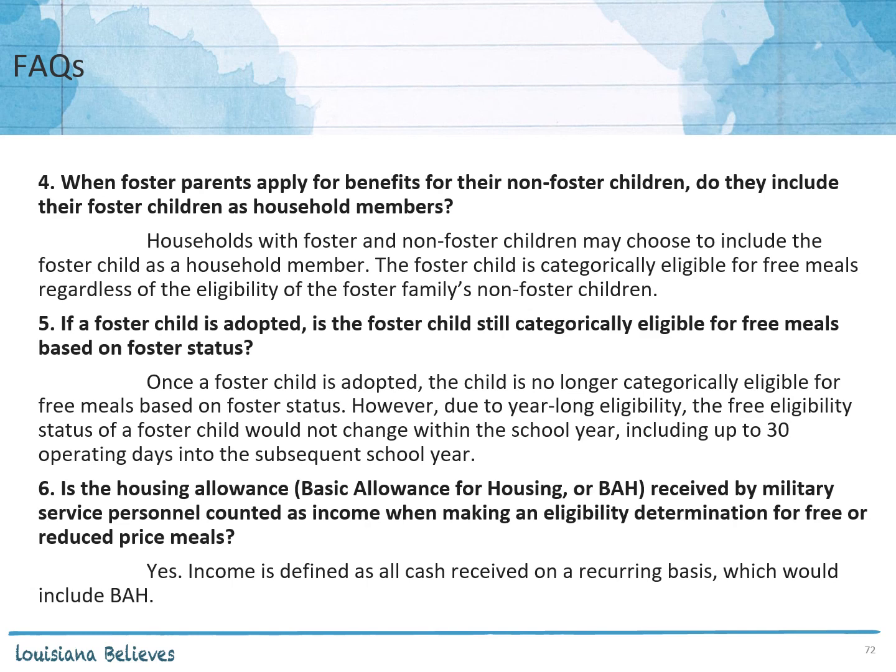Number 6, is the housing allowance, Basic Allowance for Housing, or BAH, received by military service personnel counted as income when making eligibility determinations for free or reduced price meals? Yes. Income is defined as all cash received on a recurring basis, which would include BAH. In-kind benefits, however, are not considered income for the purposes of determining free and reduced price eligibility.